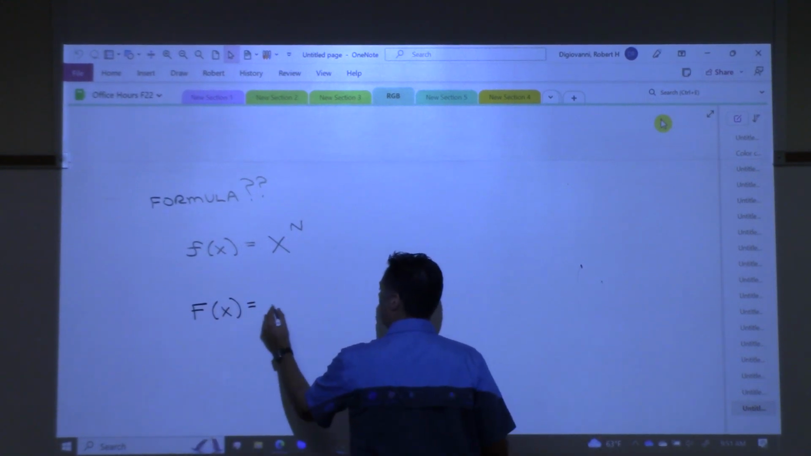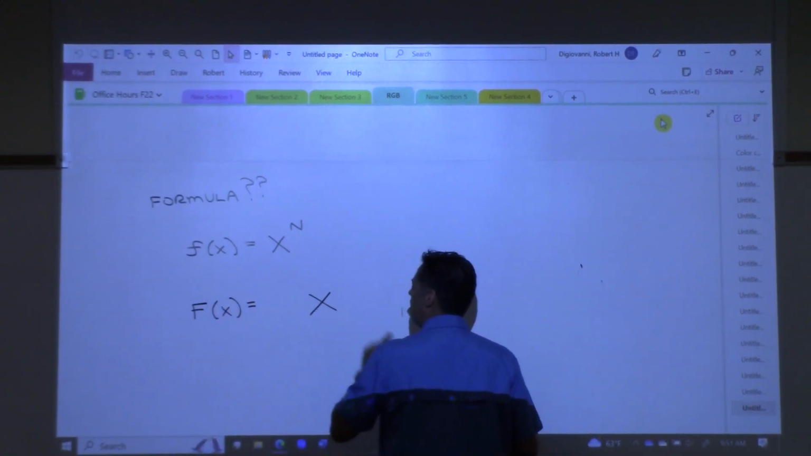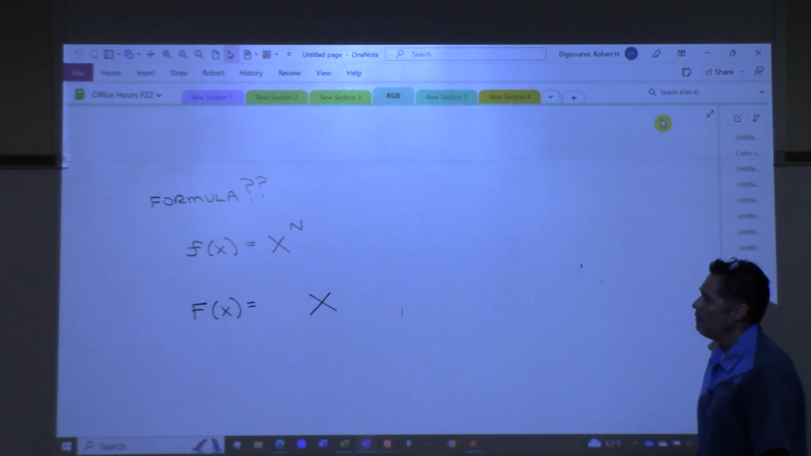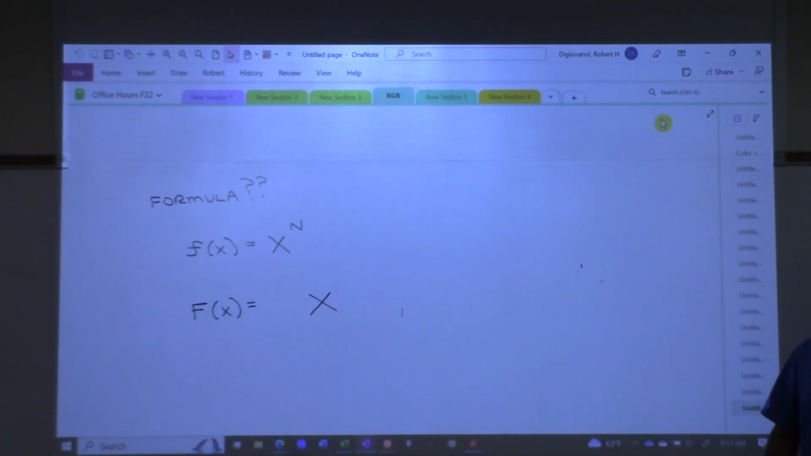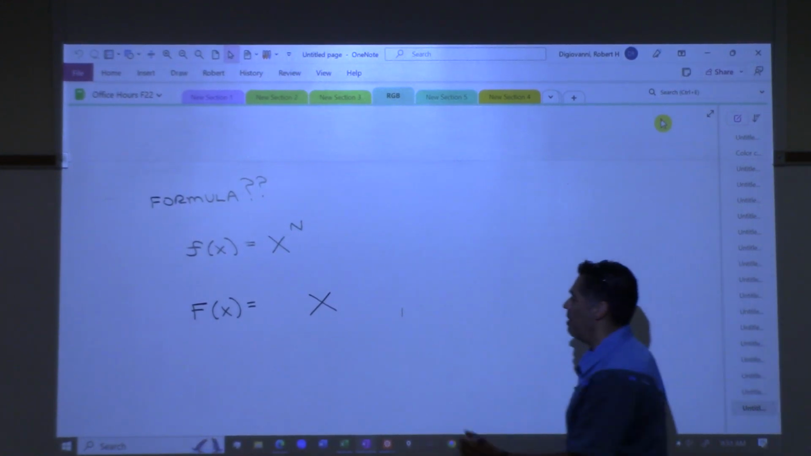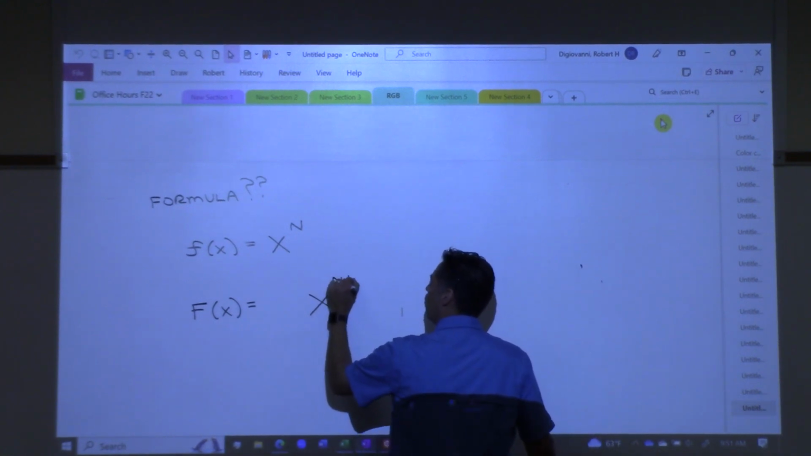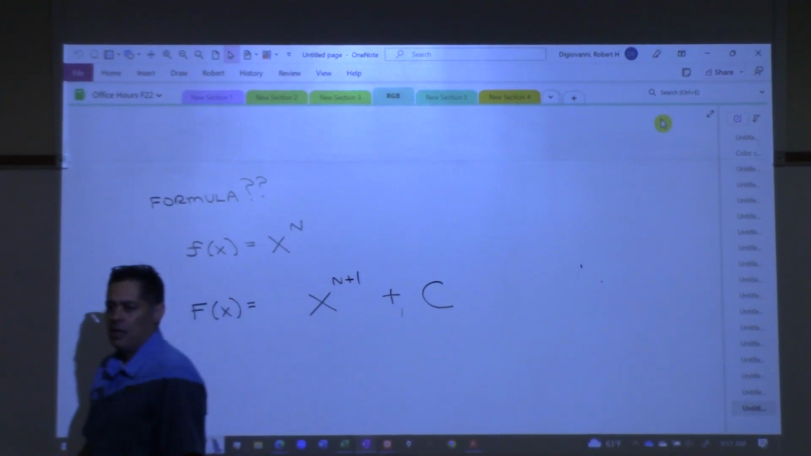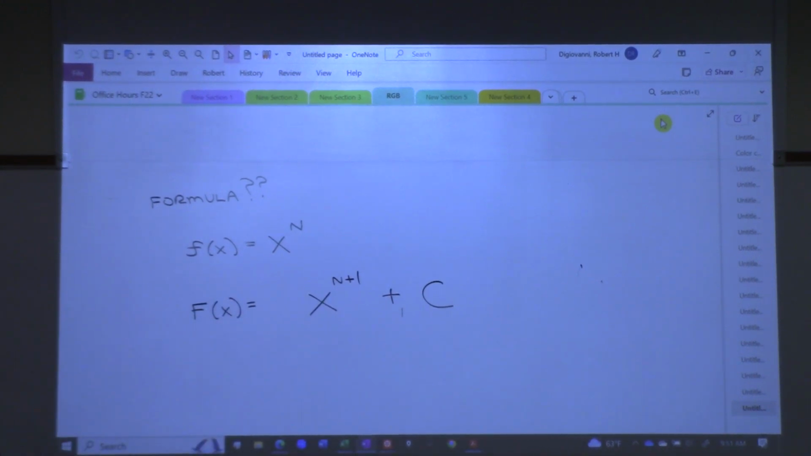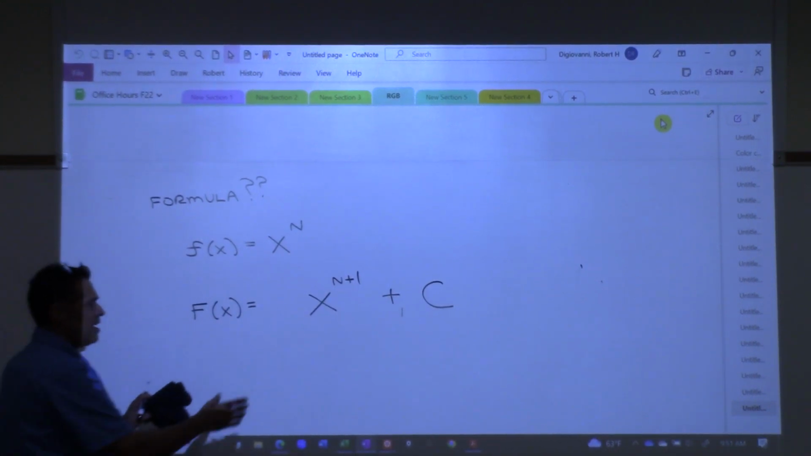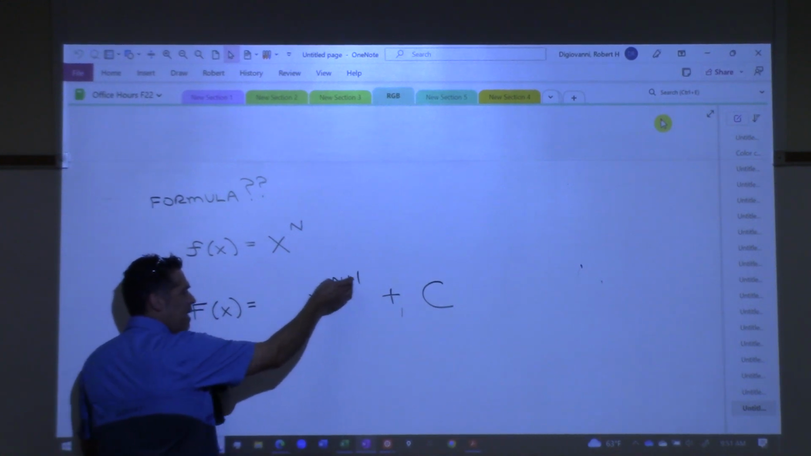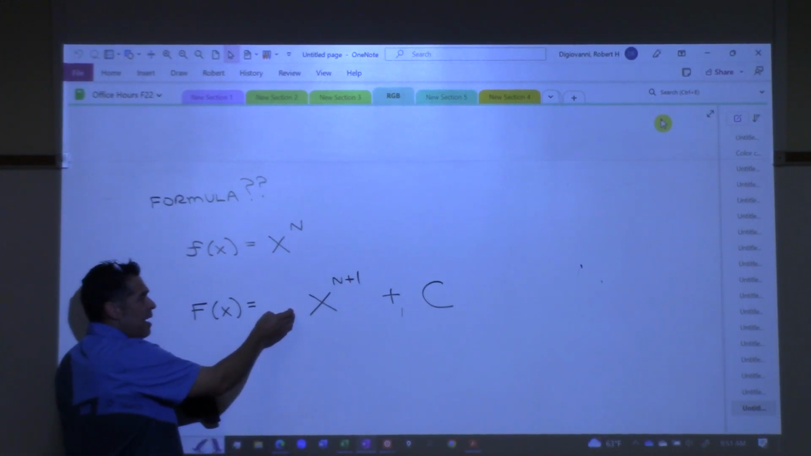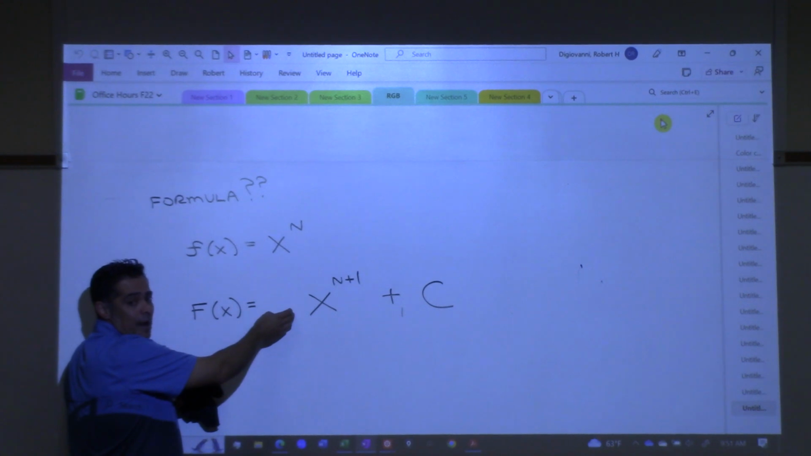should be, I'm going to leave some space in front, x. Okay, tell me about the power on that x. It's got to be that n plus 1, right? Whatever that n is up here, I've got to add 1 to it, right? I also have to have a plus c out here. But there's an issue, right? The issue is that if I take the derivative of this, this power comes out, doesn't it? And I don't want it there. I want that to go away, right?